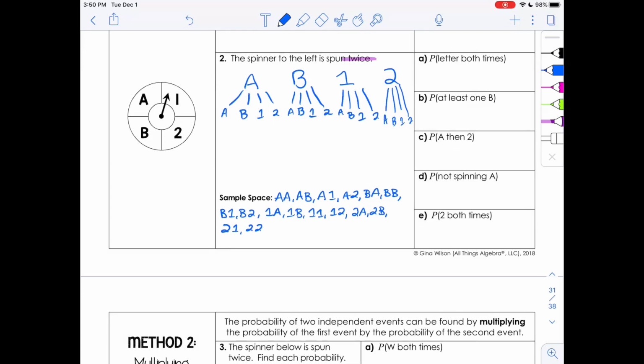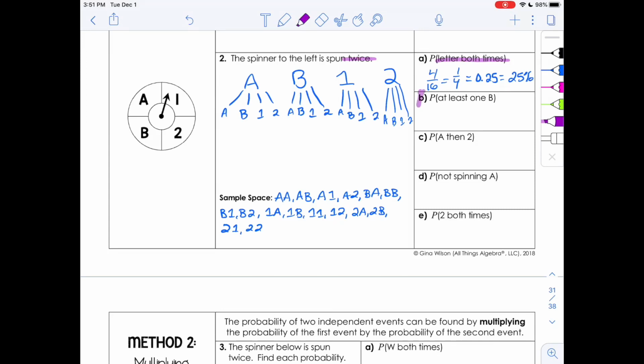So that's all of our possible outcomes. So there's 16 possible outcomes. So to look at specific probabilities, the first one is the probability that you get a letter both times. So I could get AA, AB, BA, BB, which is a total of 4 times. So 4 out of the 16 total, which simplifies to 1/4. And then again, we can write that as a decimal, 0.25, and a percent, 25%.